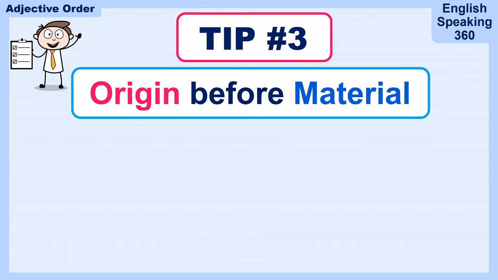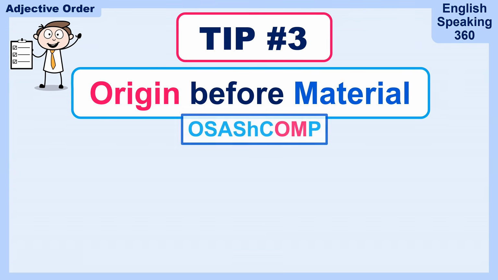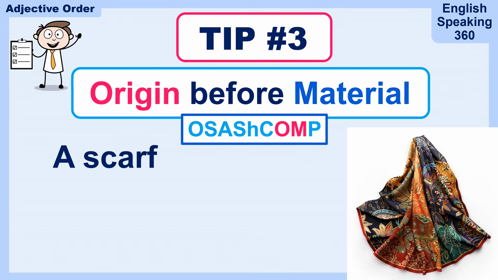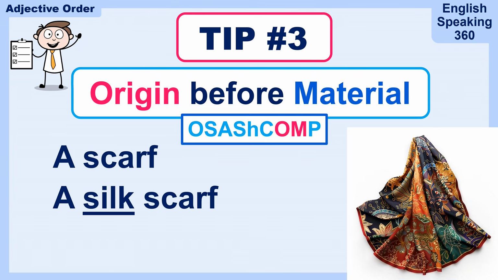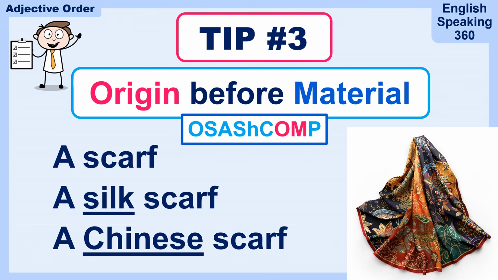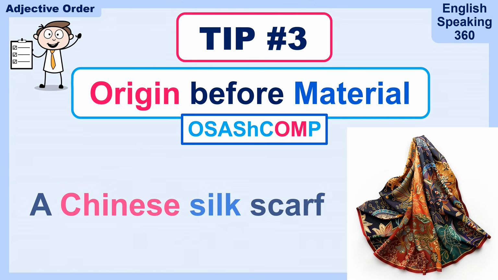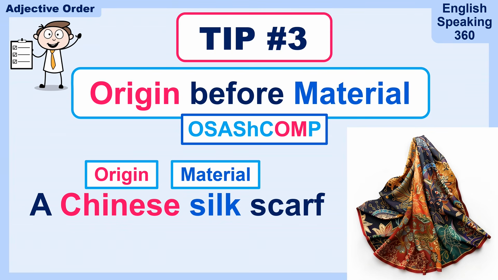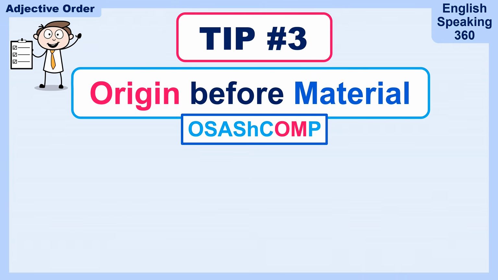Tip number 3, origin before material. This is also a very common combination, and in the OSASCOMP rule, it is the O and the M towards the end. Here's an example. A scarf, a silk scarf, a Chinese scarf. Think about it, origin first, material second. So if we put them all together, it becomes a Chinese silk scarf. Chinese origin, silk material.